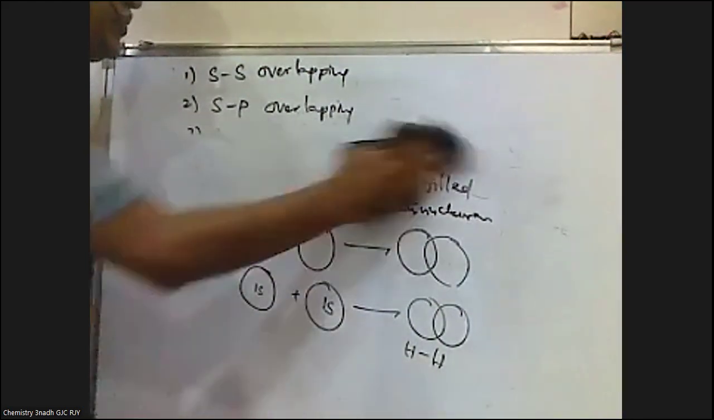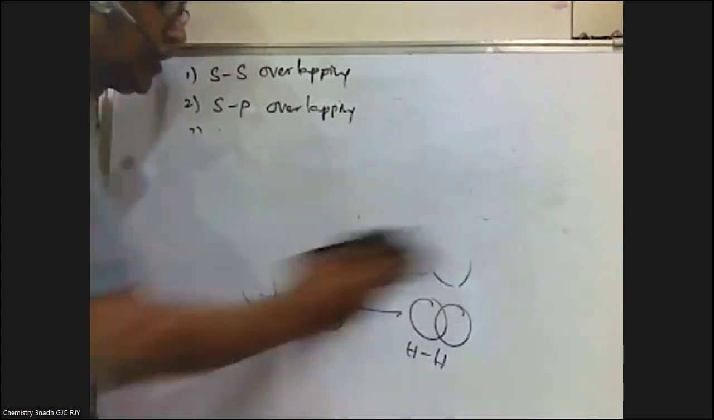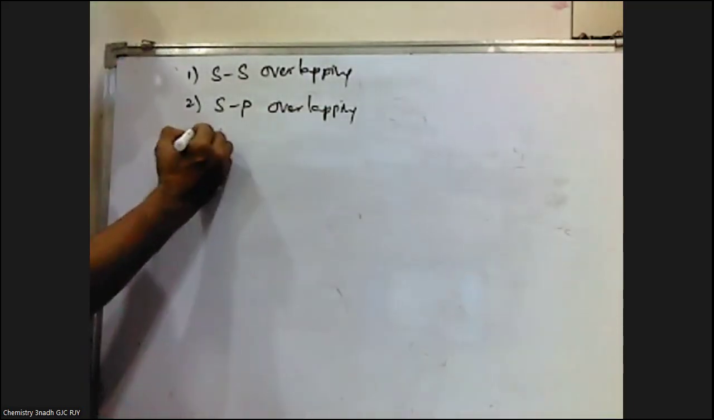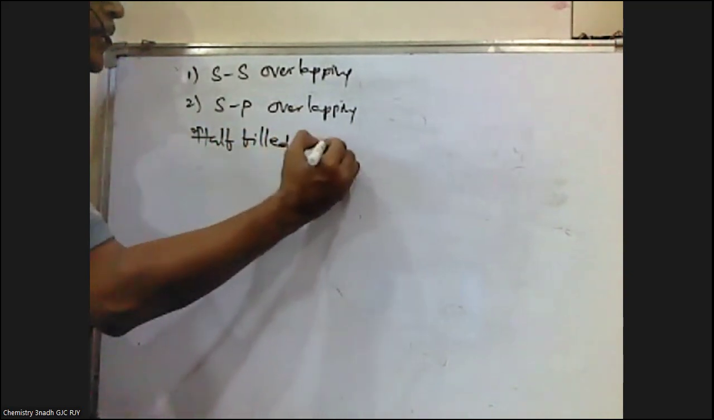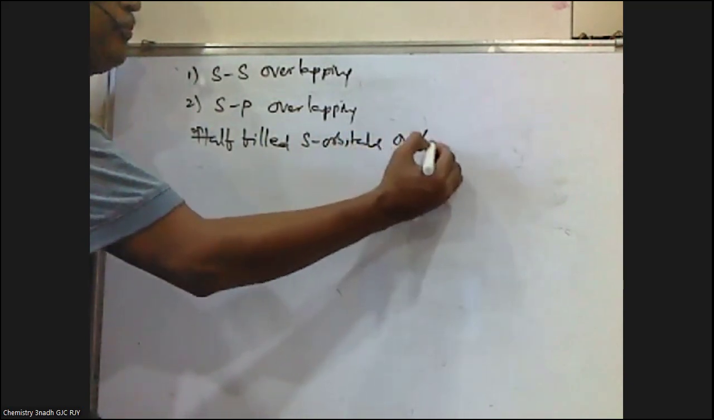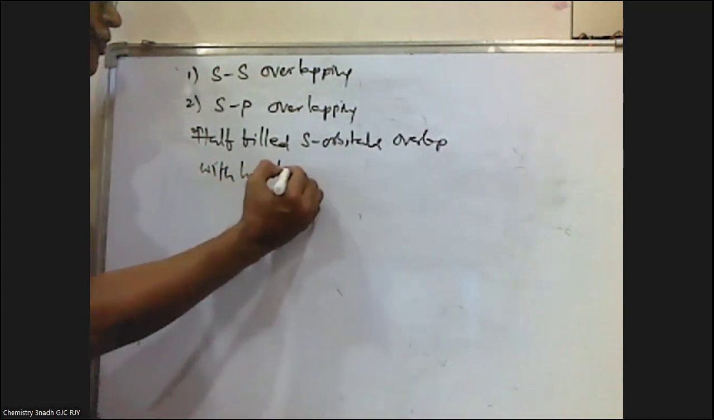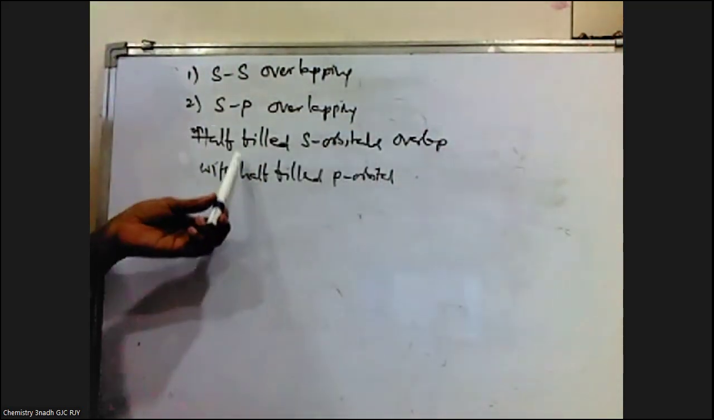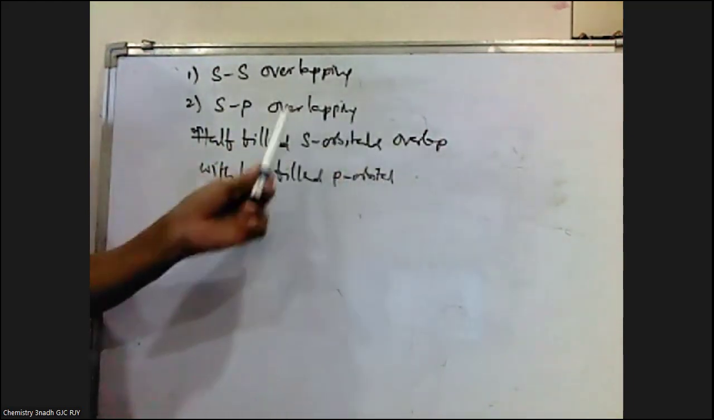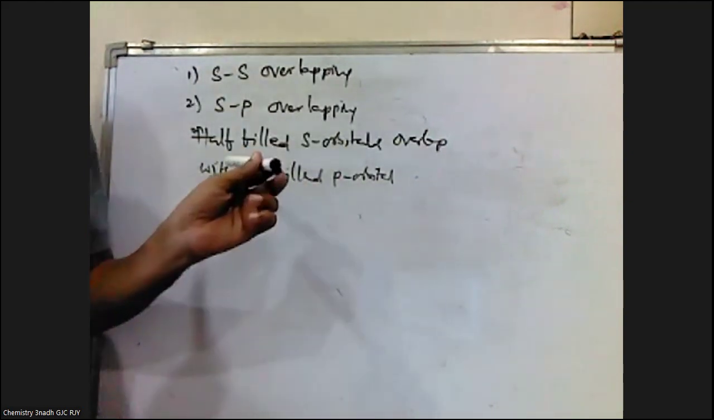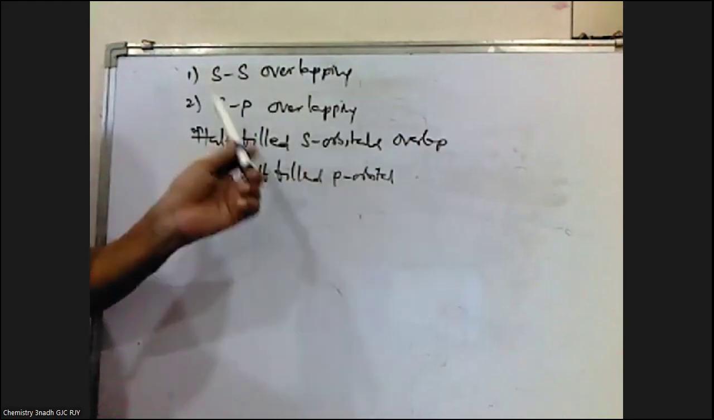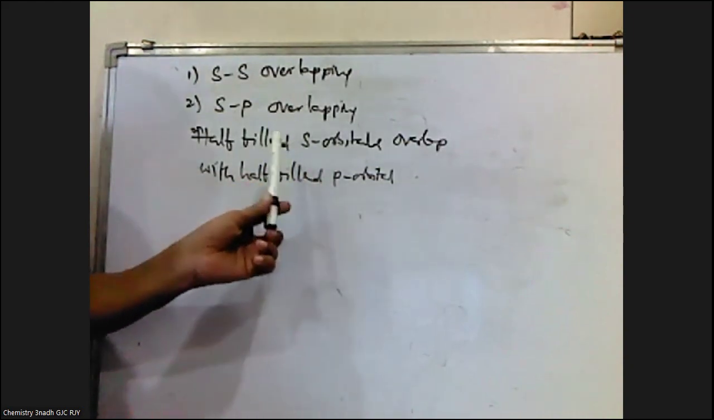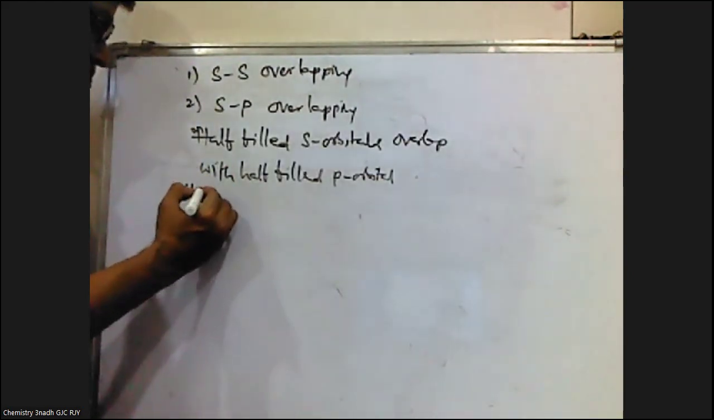Now let me explain SP overlapping. What is SP overlapping? In this type of overlapping, a half filled s atomic orbital is overlapping with a half filled p orbital. This type of overlapping is called sp overlapping. It occurs between a half filled s orbital of one atom and a half filled p orbital of another atom.